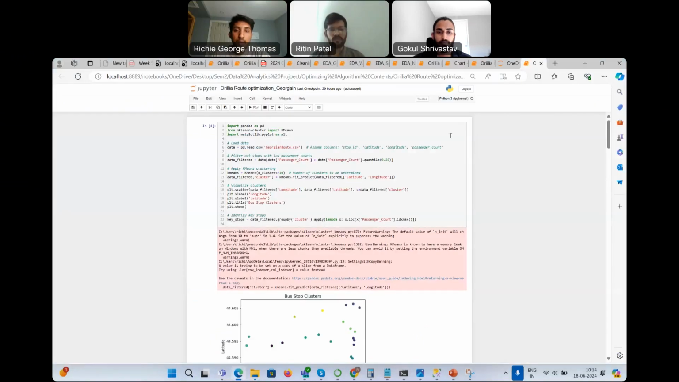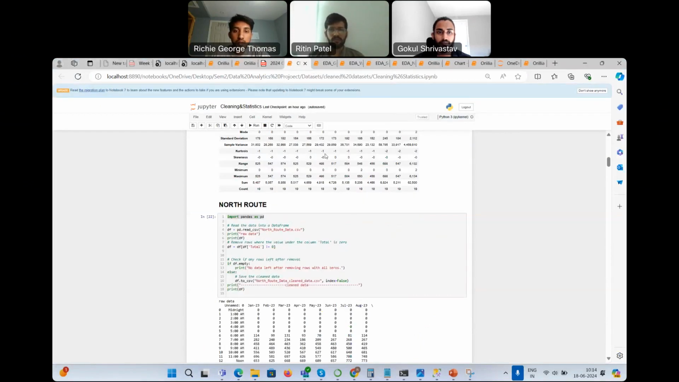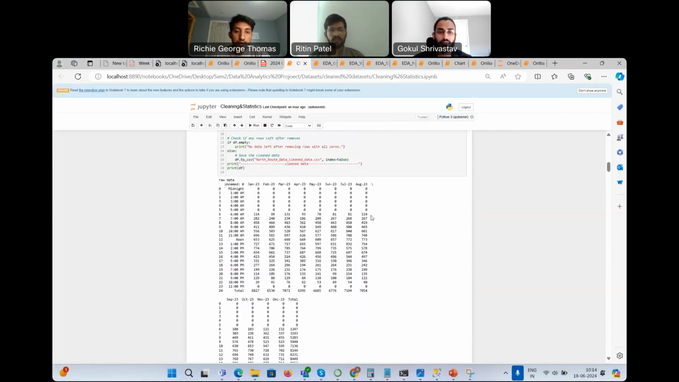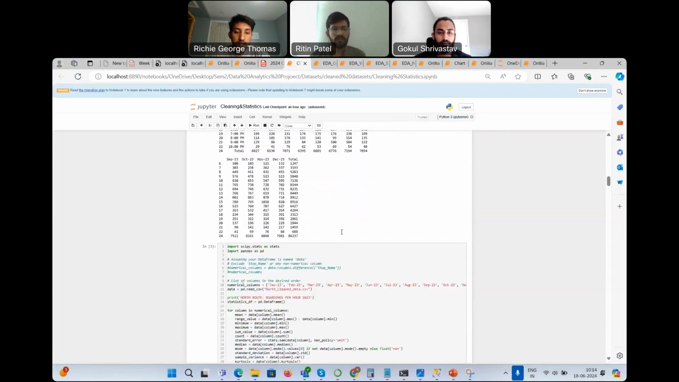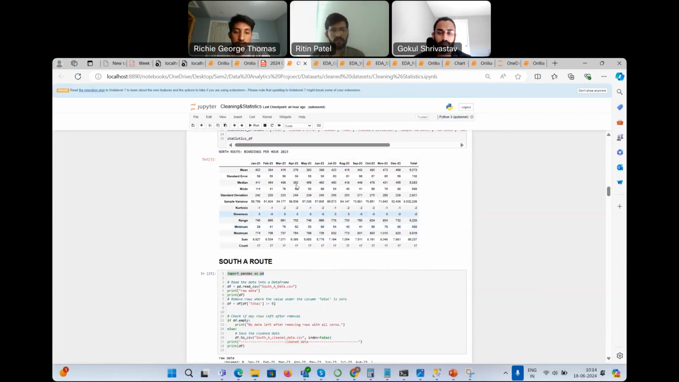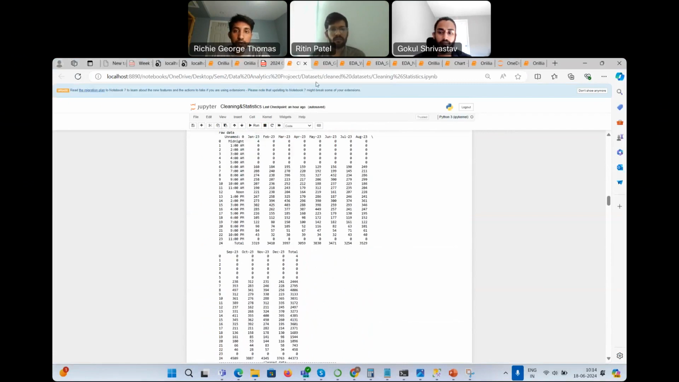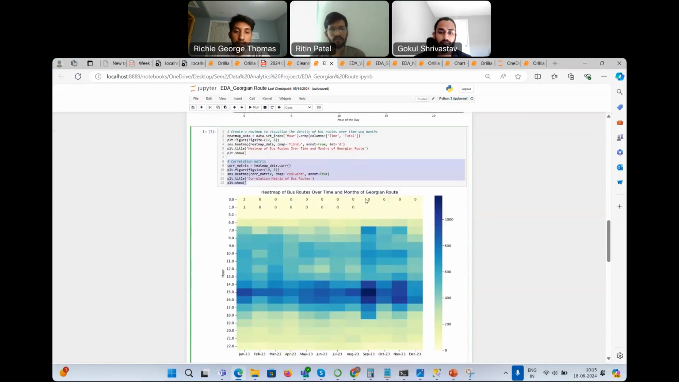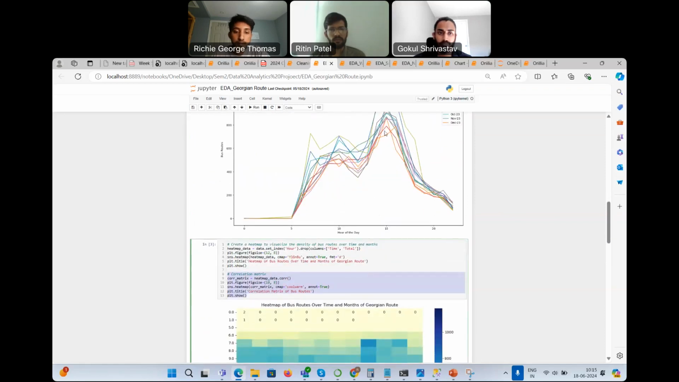Now I will share the screen for the live demonstration. So as you can see here, this is the cleaning and statistics of the data for all the routes. The first cell contains the clean data and the second cell contains the statistics, which will show all the statistics for all the routes. And then we have done heat maps, where we have added the code for generating the heat map for all the routes. And this is for the Georgian route.